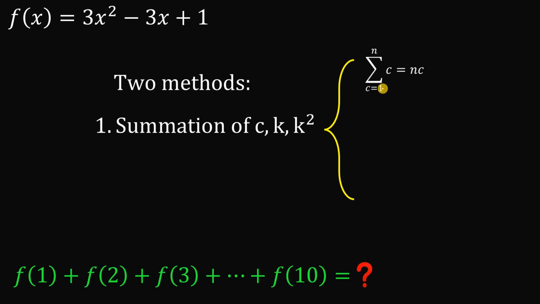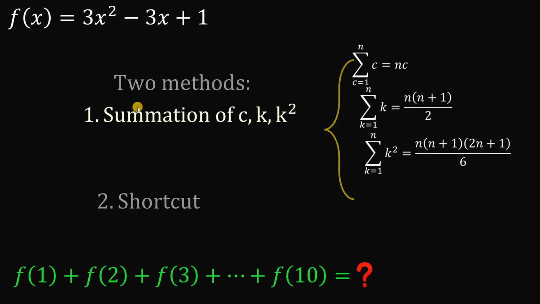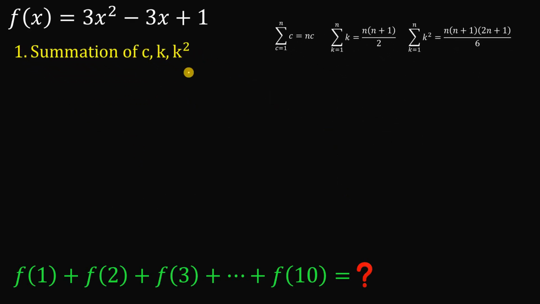Now, the summation of a constant from c equals 1 up to n is simply equal to n times c. And the summation of k from k equals 1 up to n is just n multiplied by n plus 1 over 2. And the summation of k squared from k equals 1 up to n is simply equal to n multiplied by n plus 1 multiplied by 2n plus 1 all over 6. That is the first method that we use. And the second method is, of course, the shortcut to answer this kind of question. Now, let's have the first method, which is the summation of the constant, k and k squared.